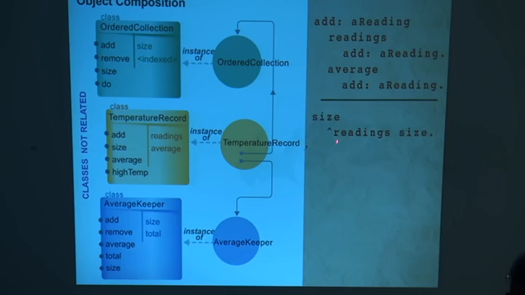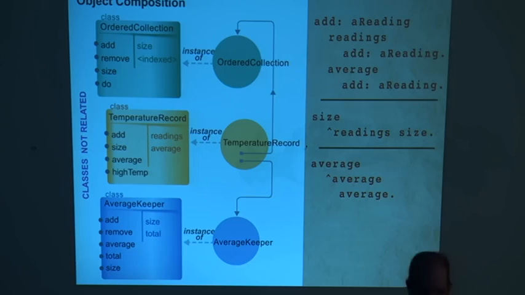And for size, we could forward this to either one, because either component's size is going to give us the right answer. We just choose to do it to readings arbitrarily. Average, we must pass on to our average keeper. That's a funny looking method, but there you go. I probably could have named these things a little better, but hopefully you get the idea.